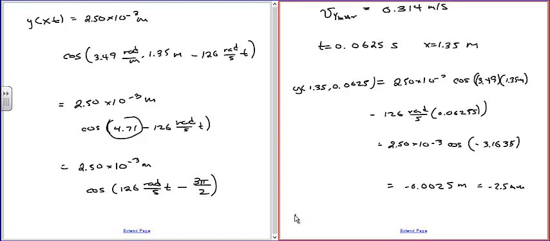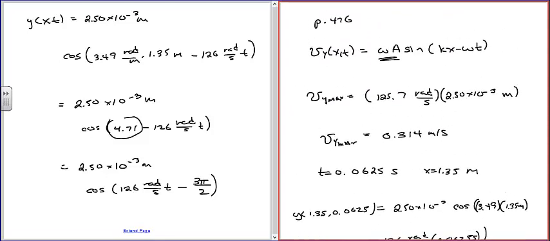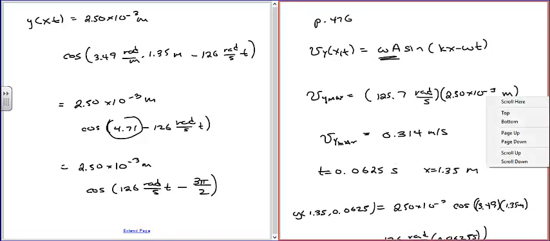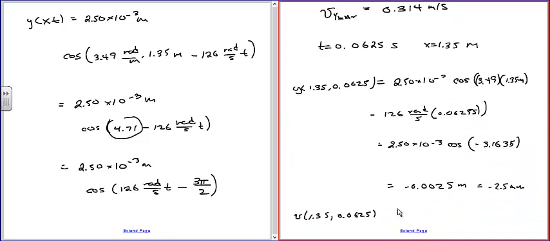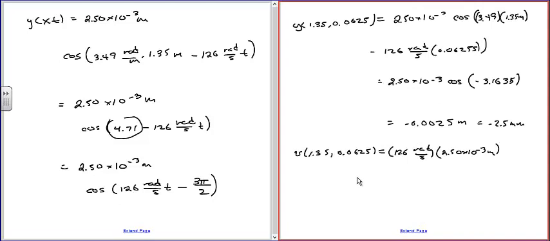so we're getting the velocity at 1.35 comma 0.0625. So the velocity equation was up here somewhere. So it's omega times a, and I just calculated this thing, so I don't need to recalculate it. So it's going to be equal to omega, which we said was 126 radians per second, times a, which is 2.5 times 10 to the minus 3 meters, times the sine of negative 3.1635.